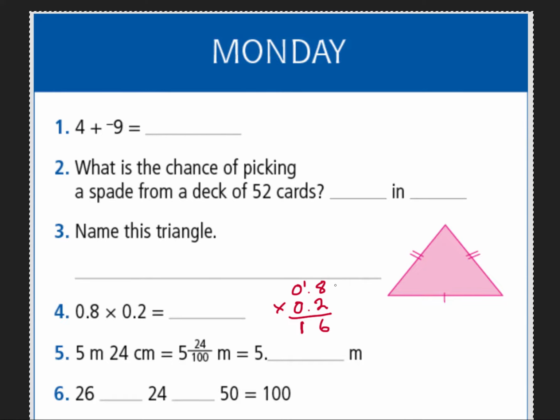All we have to do now is find out where the decimal goes, and we do that by counting up how many numbers there are after a decimal point in the sum, and there's 2 of them here. So we go in from the right hand side 1, 2 places, and we get a decimal in there, and to tidy that up we'll just put a 0 in here. We get 0.16 for our answer.